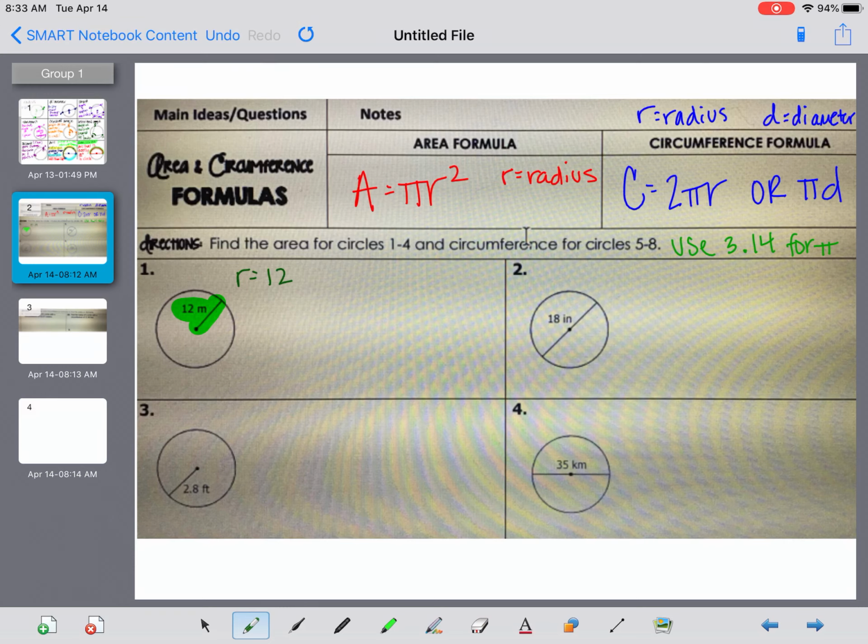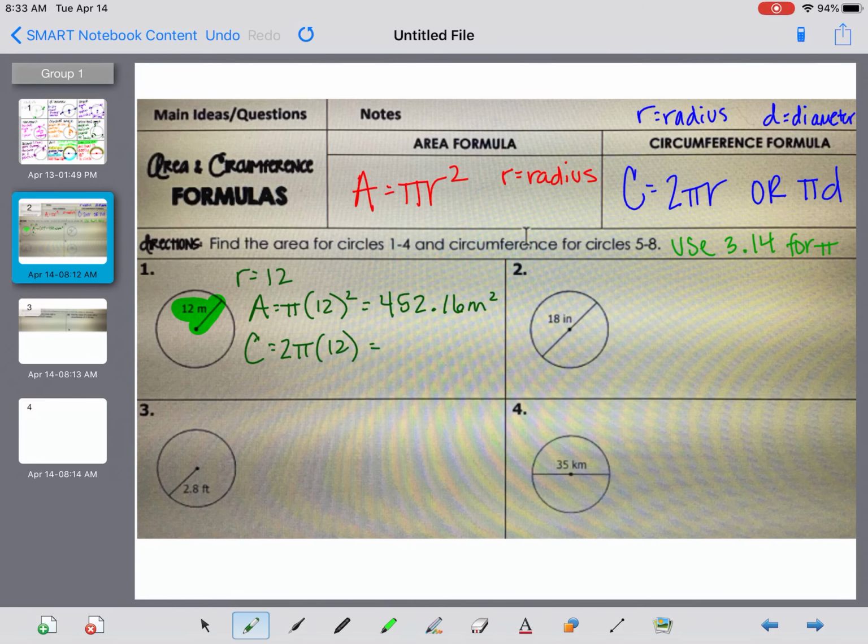This circle gives us that 12 is our radius. It's that little half piece, so r equals 12. All right, so now let's find our area and our circumference. So our area is pi r squared, so we do pi times 12 squared, and we plug that into our calculator using 3.14 for pi. 12 squared times 3.14, and we get 452.16.